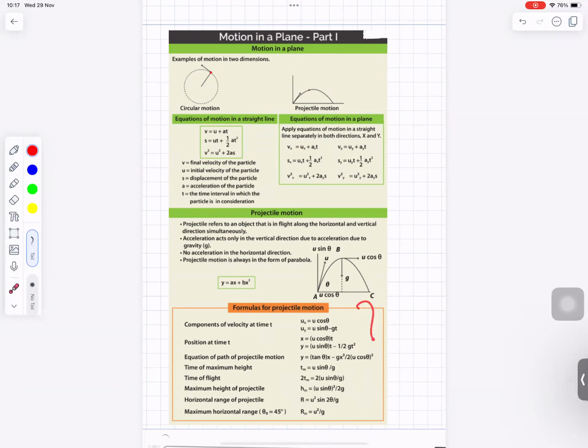Formula for projectile motions, this one at the bottom there. Whatever you remember on all of this, it saves you time in exams to work them out and use them. And then you have the SUVAT equations, which are given in exams.